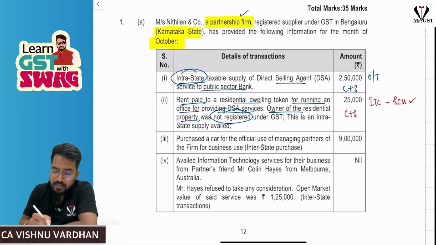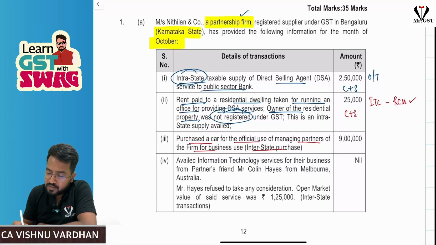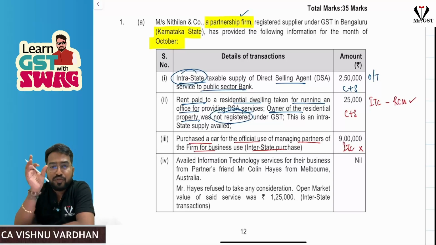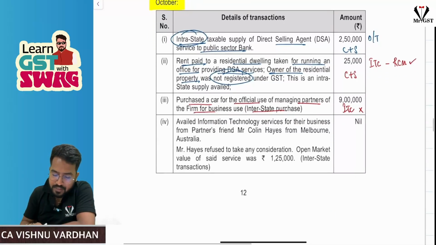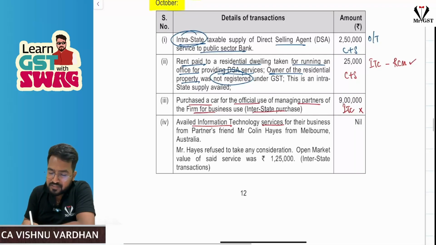Super. Purchased a car for official use by the managing partners, interstate purchase. So here ITC is blocked, section 17 subsection 5. While solving the problem, when you're writing the solution and notes, the explanations are very, very important. So please be careful when you're doing these adjustments. You should write a proper explanation, then only you will get the marks. Otherwise, just for filling the numbers you will not get the marks. So please be careful.